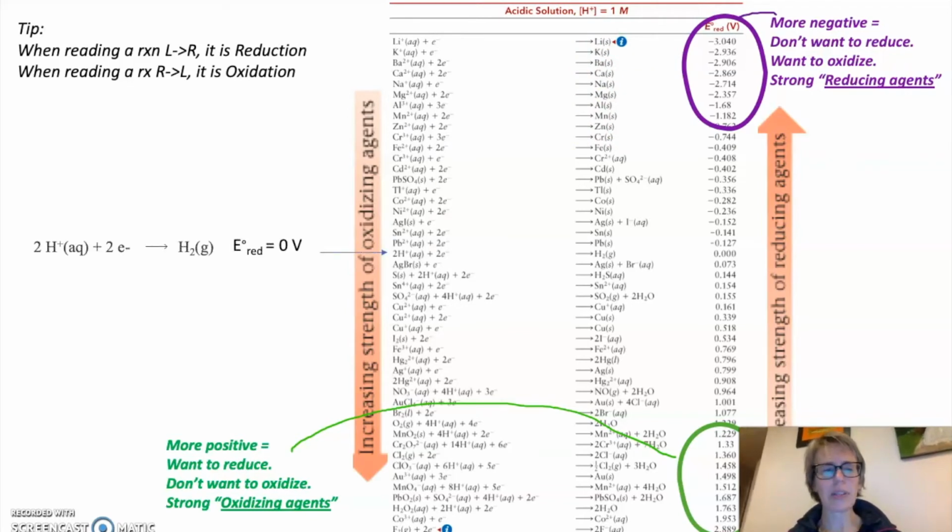So let's look at a couple of things we've talked about. I mentioned the hydrogen reaction. This reaction is just hydrogen ions accepting electrons to form hydrogen gas. That's the reduction that we've defined as kind of the baseline. We just call that 0.